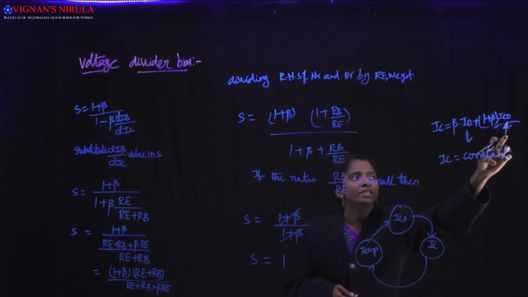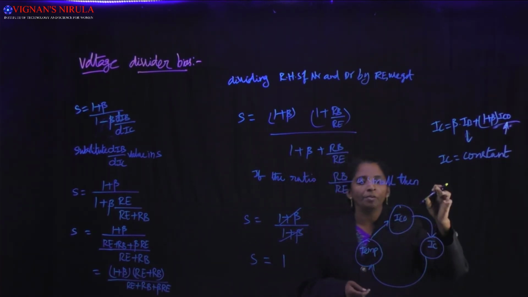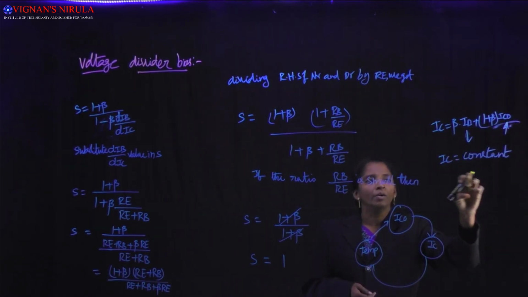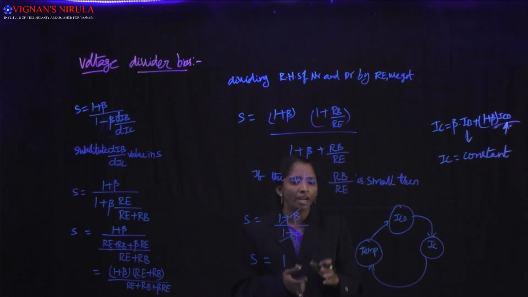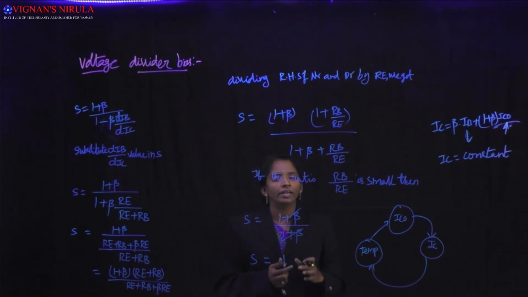If the reverse saturation current increases, that is applied to the RE, and that is applied to the base of the transistor. So it will reduce the base current IB, so it will neutralize the equation. At that time IC will become constant. Our motive is that IC and VCE should be constant. In this circuit we are achieving that, so that's why S equals 1. The transistor parameters are not affecting the stability factor.